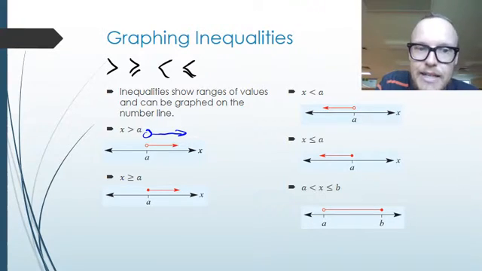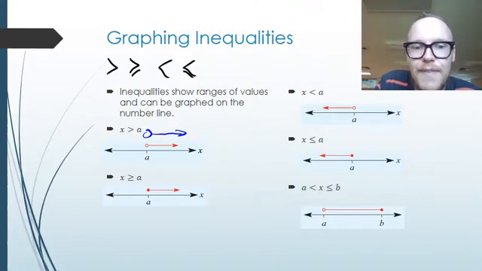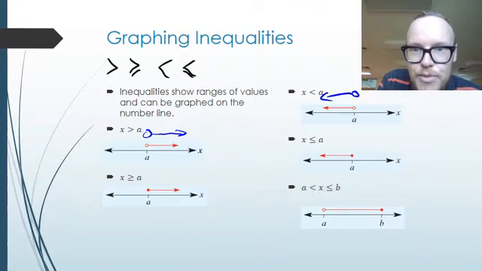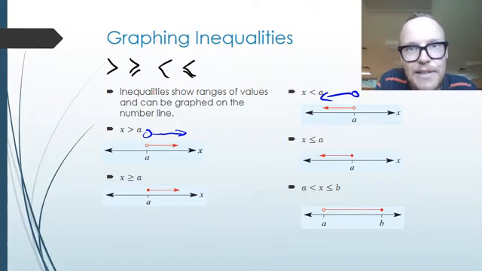If we look at the next example down here, x is greater than or equal to a, then we can see that the dot is filled in, which symbolizes that it could be a, but it could be bigger than a as well. Similarly, to graph less than, we'd use the same not filled in circle and show the arrow moving to the left, showing all values less than a, but not equal to a. If we're looking at less than or equal to a, then we fill in the dot, meaning it could be a, or it could be less than a.